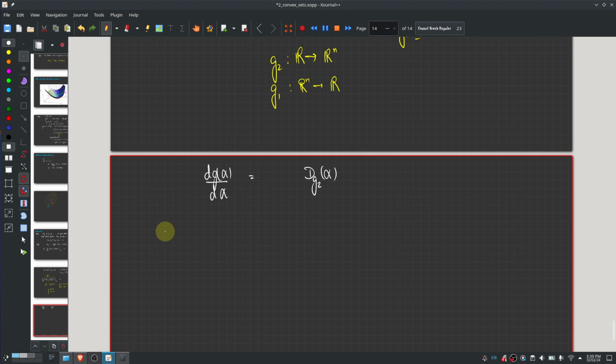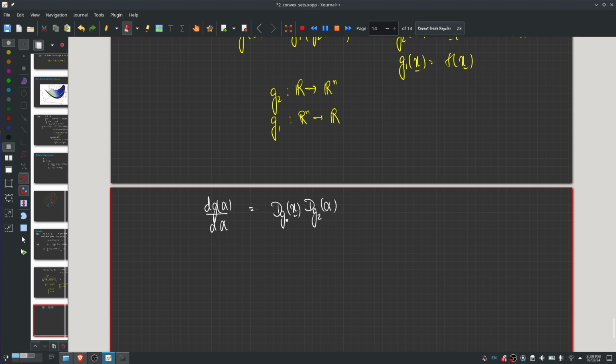The derivative. The gradient of a function from Rn to R is a column vector. The derivative is in fact a row vector, right? This is a function from R to Rn, so the derivative will be a column vector. The Jacobian would be a row vector. So this is a column vector times the derivative of g1 with respect to x. So this would be dg2 of alpha times dg1 evaluated at x. So it's a column vector times a row vector.